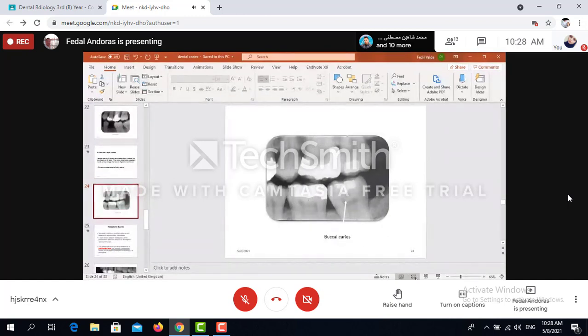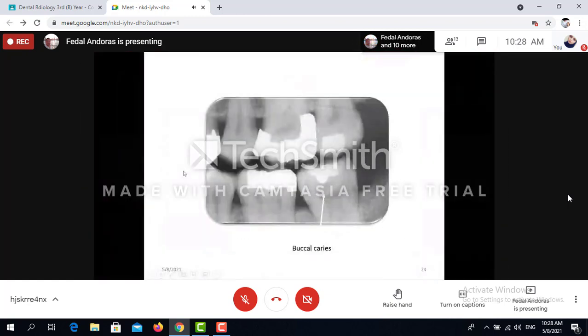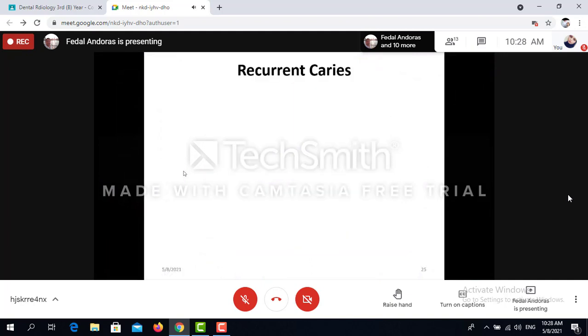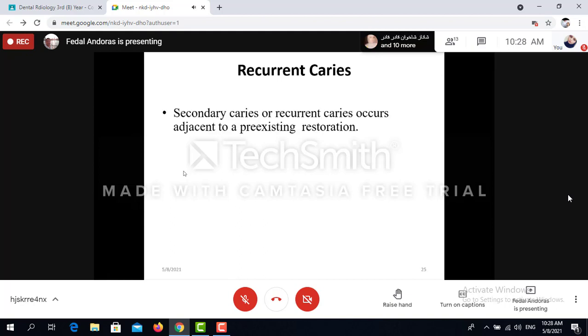So, this is about buccal caries. Now we have recurrent caries or secondary caries. What do we mean by this? Secondary caries or recurrent caries occurs adjacent to a pre-existing restoration. When there is any cavity preparation that is not prepared well, there is still a remnant of the caries not removed by the preparation. So after that, caries will start again at some point. It's called secondary caries or recurrent caries.